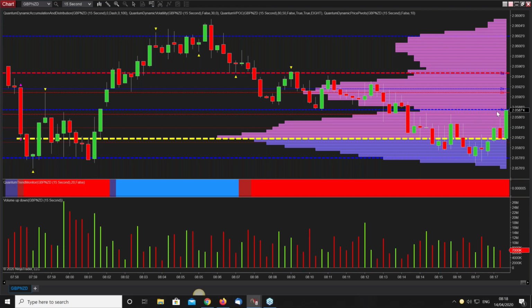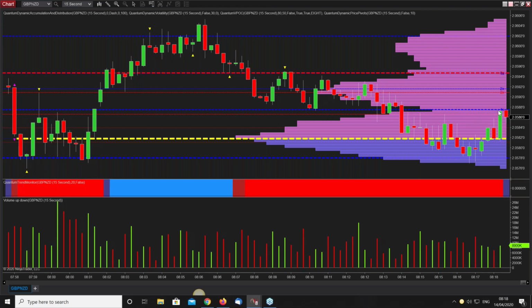It's still pretty strong. It's at 4. It's been tested, retested 4 times. These other levels up here are slightly weaker. We've got 2 and we've got 1 up here as well. And when you get little clusters of these, that adds strength to that region as well. So that's from a price-based perspective.